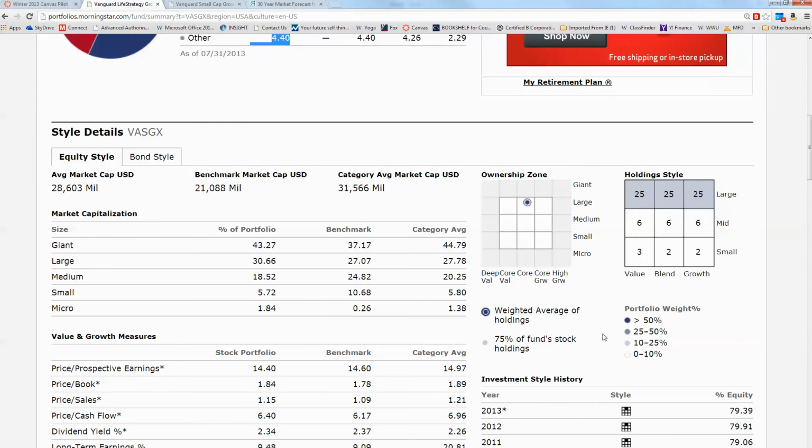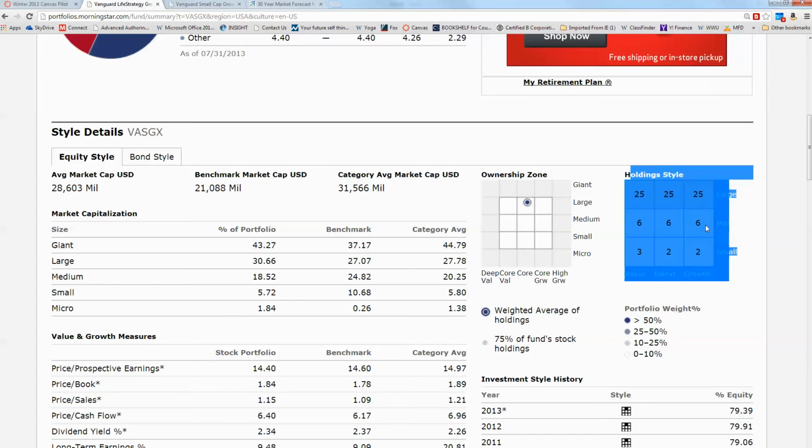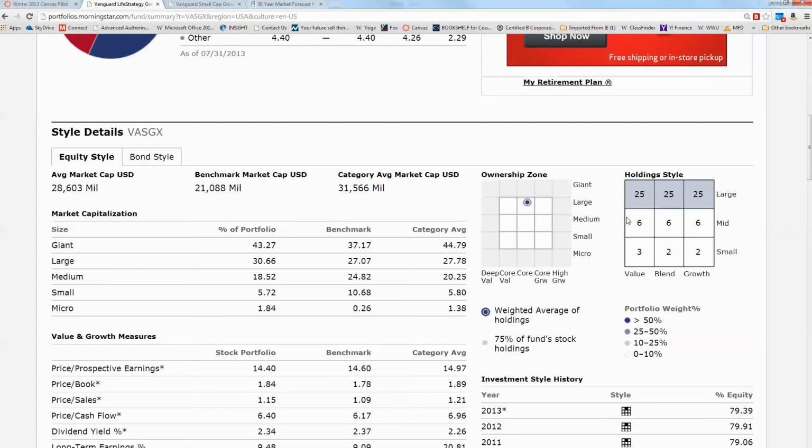Under the portfolio tab, if I look at this holding style, the 9-cell matrix that Morningstar reports, I can see that, and these are percentages, so this particular fund has 25% of its equities, not all of its assets, just its equities, in large cap growth stocks, 6% in mid cap growth stocks, and 2% in small cap growth stocks.